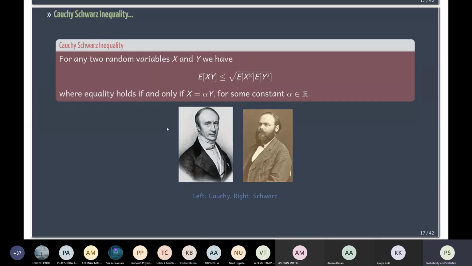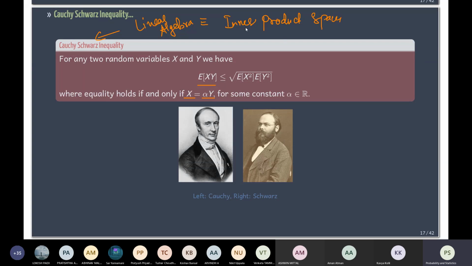Okay, there is something called the Cauchy-Schwarz inequality. You may have seen it in linear algebra, in inner product spaces. This is taught in linear algebra in inner product spaces. It states that for any two random variables X and Y, the expectation of XY, the product, is less than or equal to the square root of expectation of X squared times expectation of Y squared, where equality holds if and only if X is some multiple of Y.